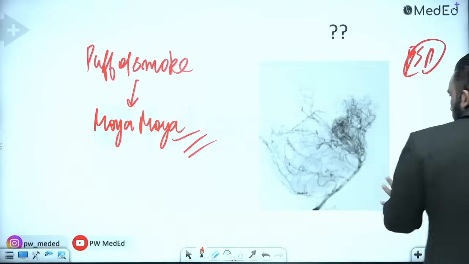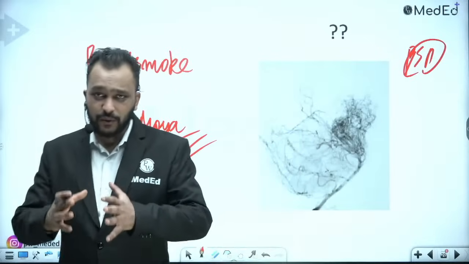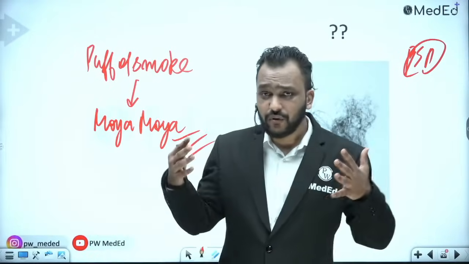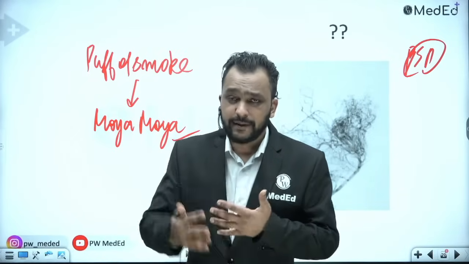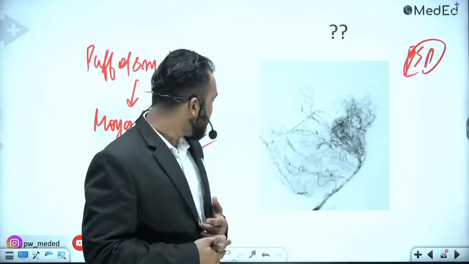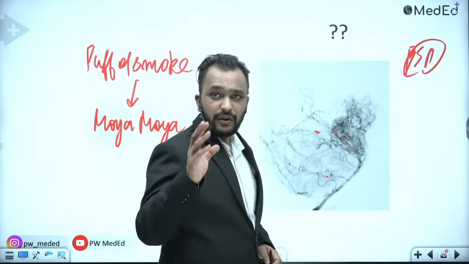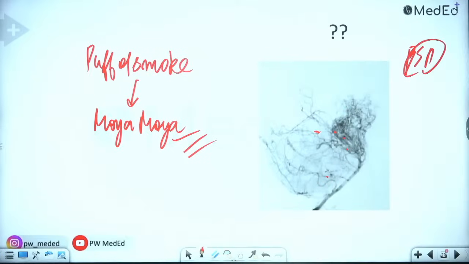So you will see in this Moya disease what will happen. There will be narrowing of the internal carotid artery. In order to compensate for that narrowing, multiple collaterals will be forming in the brain, and these collaterals will give a puff of smoke appearance. These collateral channels which are supplying your brain will give a puff of smoke appearance.